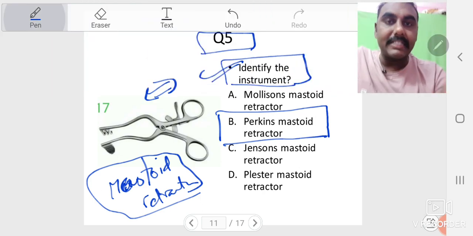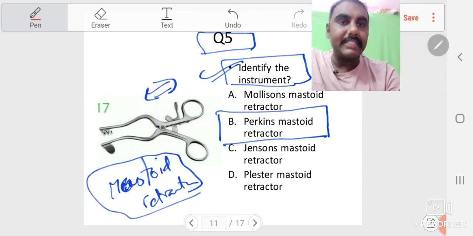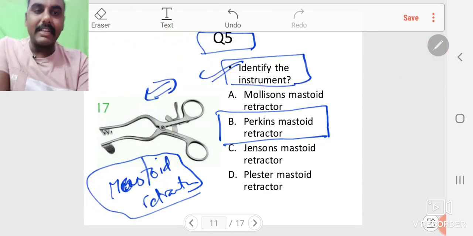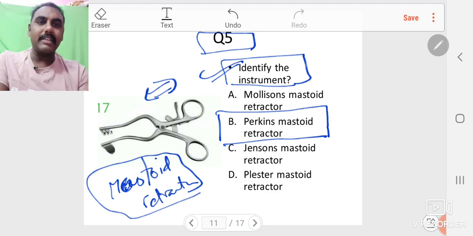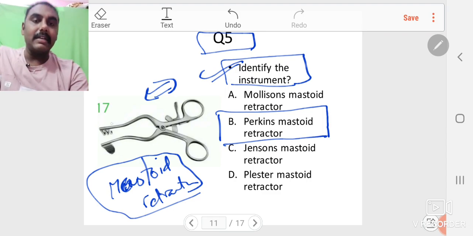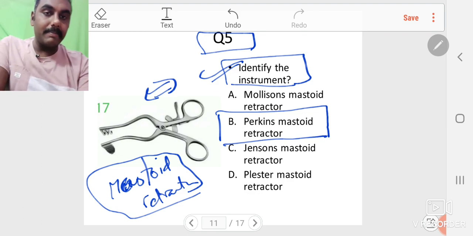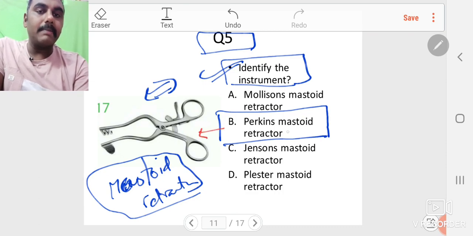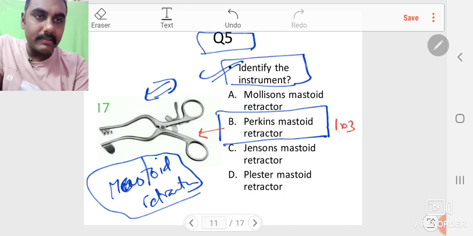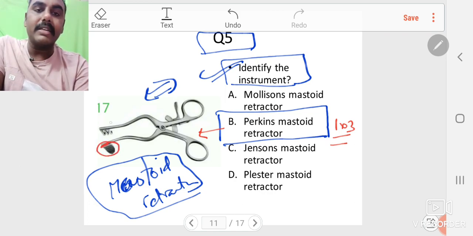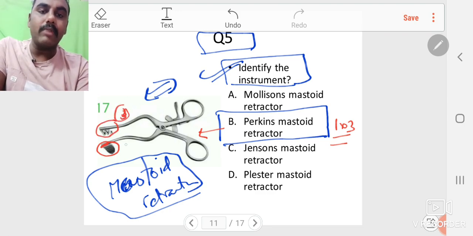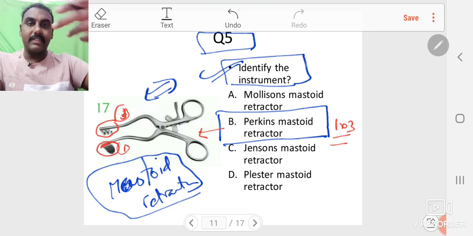All the mastoid retractors will appear like this, there is no doubt in this. It will appear like a U shaped one with a scissor kind of thing. So, all will appear like this, but in the Perkins retractor it is 1 cross 3, that is, one end will be a long flanged end, one end will be bigger, and the other end will be a 3 tooth end. One end will be a 1 tooth end which will be a long flanged kind of thing, the other end will be a 3 tooth end.